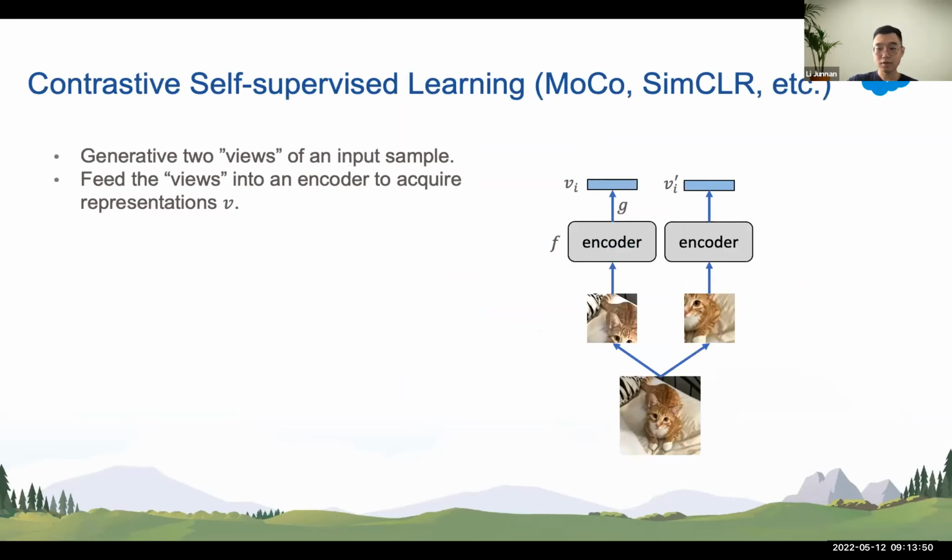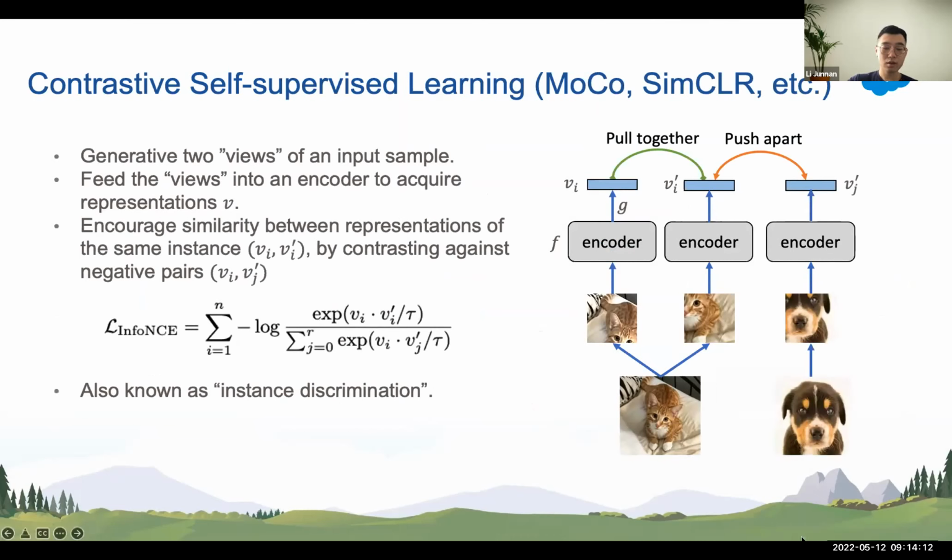So how does contrastive learning work? In contrastive learning, we are given an image, a labeled image, and we use data augmentation to generate 2 views of the same sample. And we feed those 2 views into an image encoder to get this embedding vector V. And we enforce this InfoNCE loss, which basically encourages the similarity between embeddings from the same image to be higher compared to the similarity of the embeddings from different images.